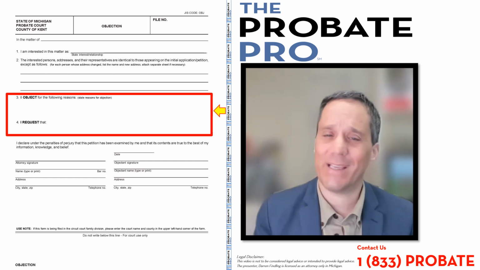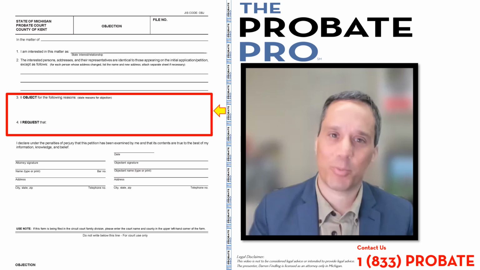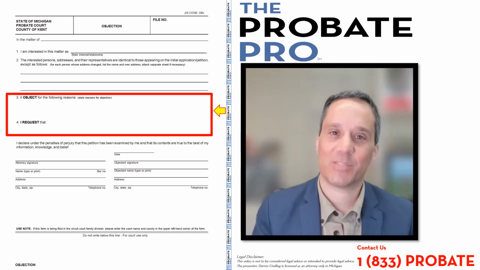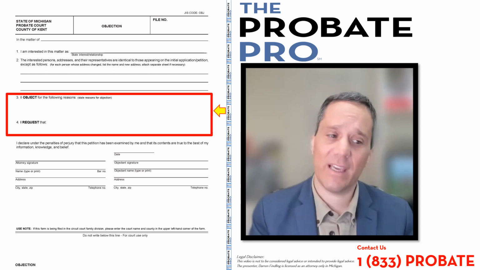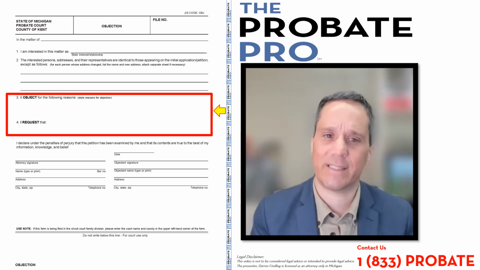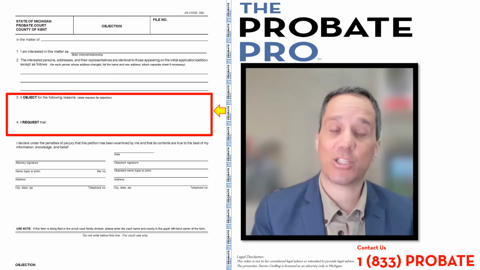Now, there's not a lot of space. There's about an inch of space. You, of course, can use multiple pages to help explain to the court the basis for the objection. And then the paragraph 4 is what you're requesting. So you may be objecting, but the court's also going to want to know what you're actually requesting the court to do.